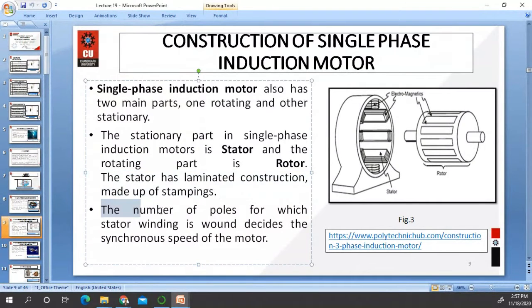Clear? Now, the number of poles for which the stator winding is wound is decided by the synchronous speed of the motor. We have explained this synchronous speed. How you can calculate the synchronous speed, we have explained in the last session. Ns is equal to 120F divided by P. But in single phase, what is the angle?